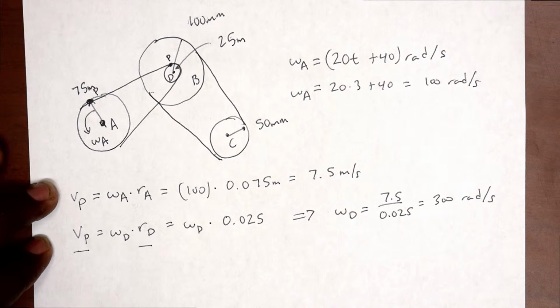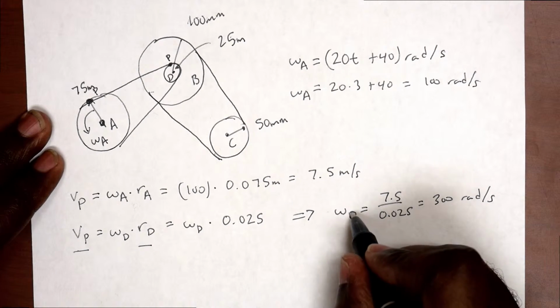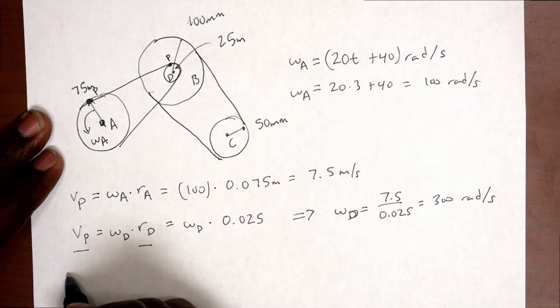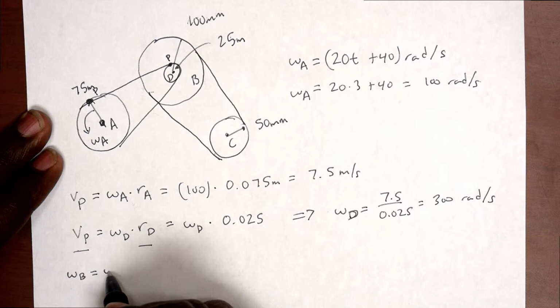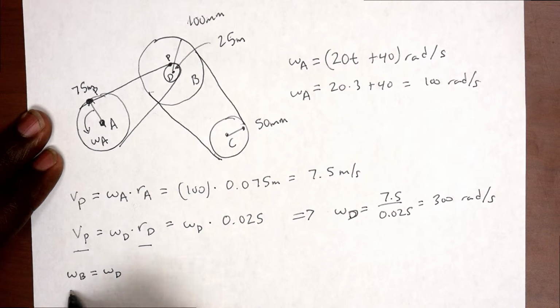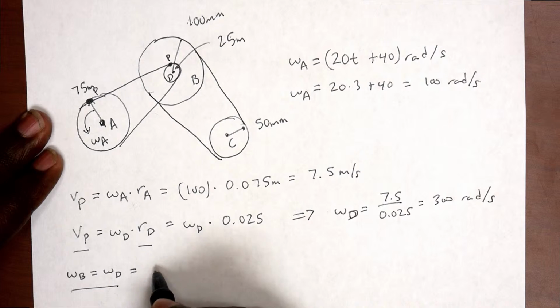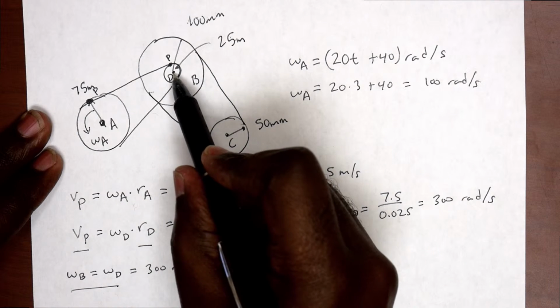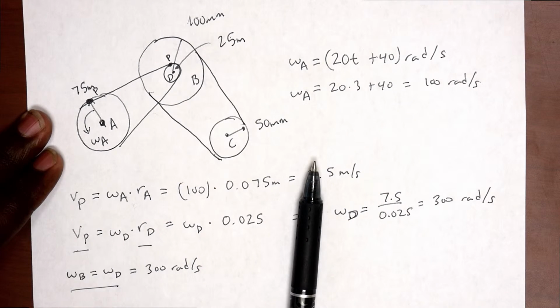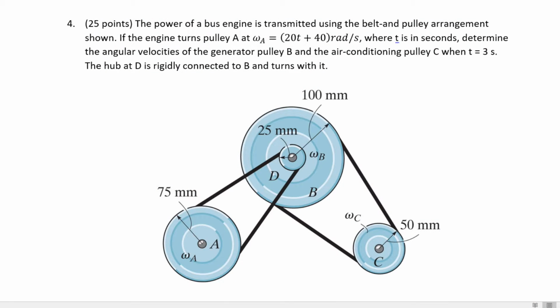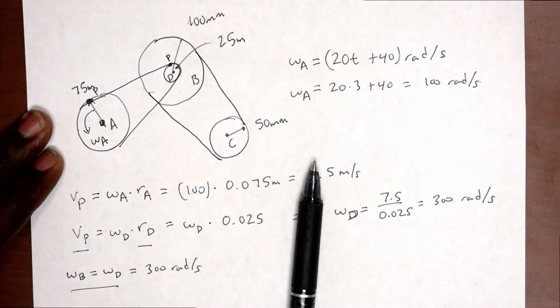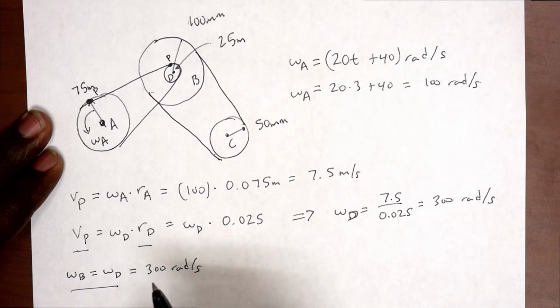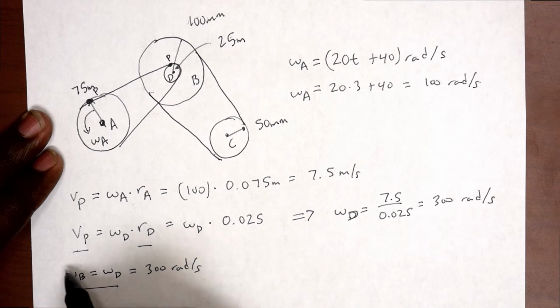All right, everyone still with me? All right, so we have omega D. Now here's the catch, easiest part of the whole problem. Omega B is equal to omega D. That's it. So we know that omega B is also 300 radians per second. And we know that because the problem tells us that these two are rigidly attached. Right? If we go back to the problem, we see that it says the hub at D is rigidly connected to B and turns with it. So we know that those two are equivalent. Okay? So that's our first thing they asked us for. They asked us for omega B, so we have that now.